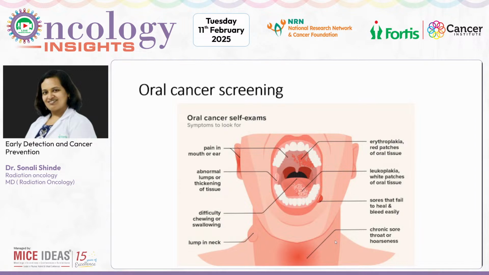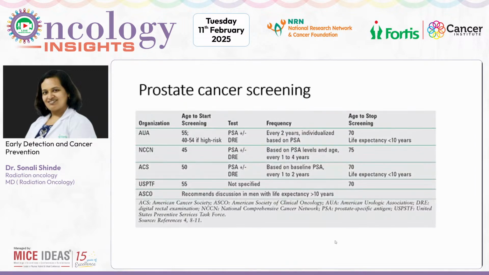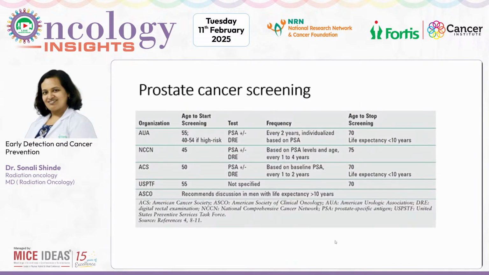Venkatesh sir told already. So all of these patients will have to undergo a series of tests, and we have to check if any malignant conditions are there. Next, in prostate cancer screening, we'll usually do a serum PSA and a digital rectal examination, which has to be done yearly, based on the age of the patient.